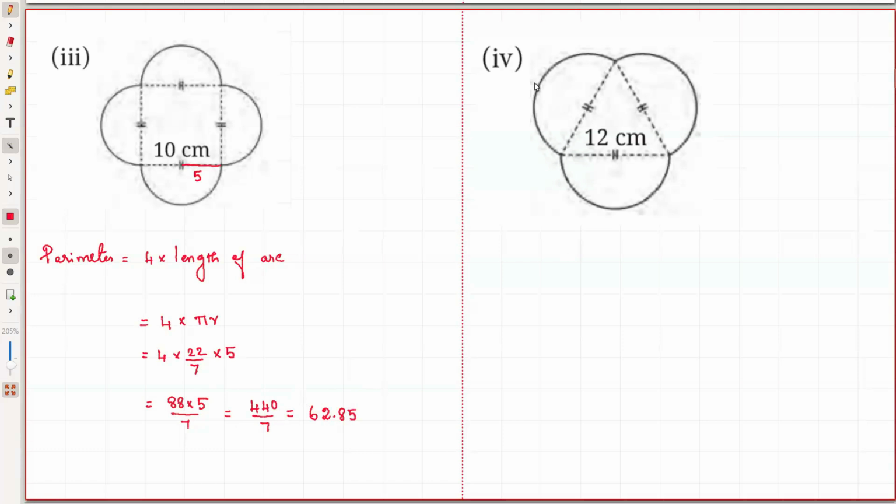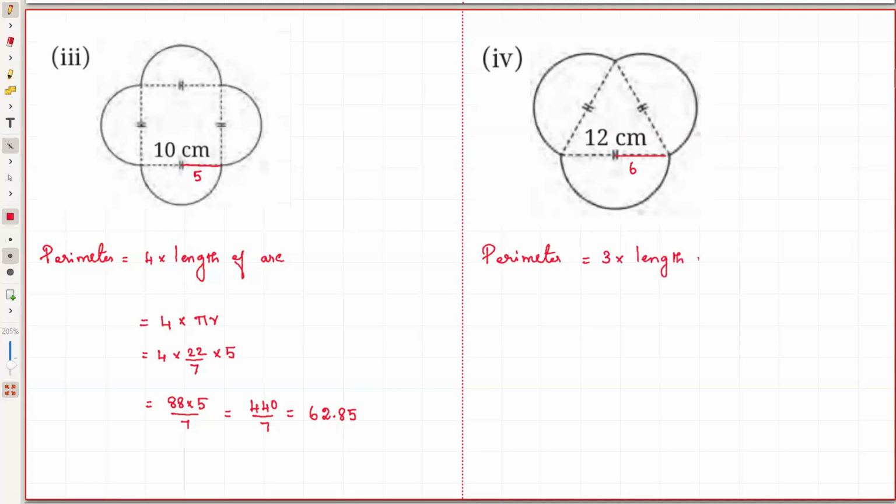Next, fourth one. The same here, the diameter is given as 12, so find the radius. The radius will be half of the diameter, that is 6 centimeter. Here we have 1, 2, 3, three arcs. So perimeter is equal to 3 into the length of an arc.